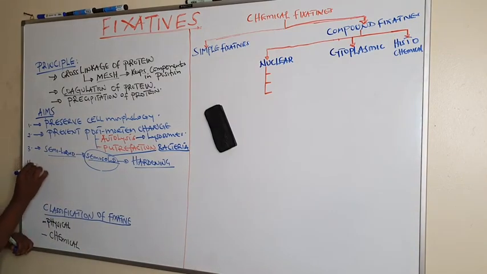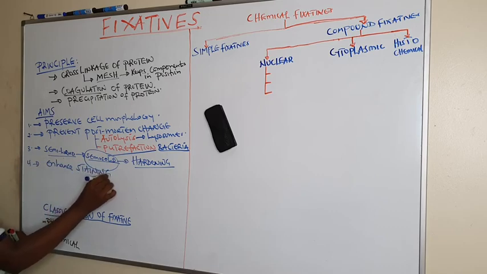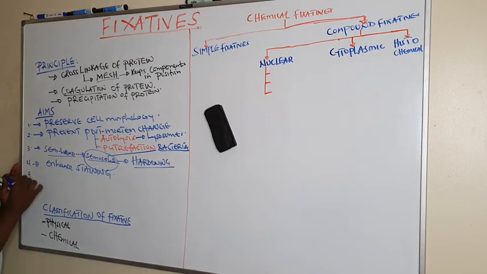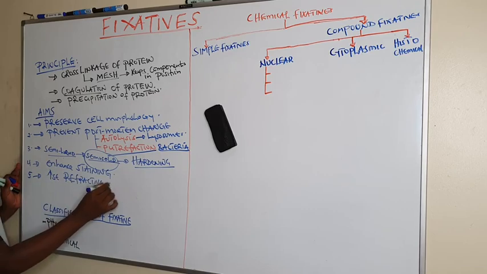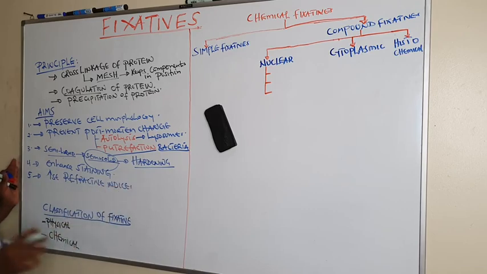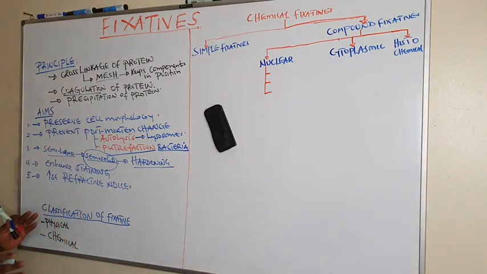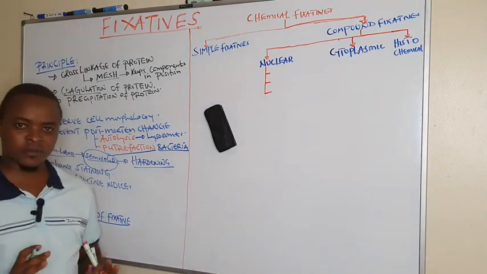And another one is that some of these fixatives enhance staining. So this is another significance of fixing tissues. Then another one is that some fixatives increase the refractive index of the tissues or the cell components, hence easing their visualization under microscopy. So these are some of the aims of fixing samples.